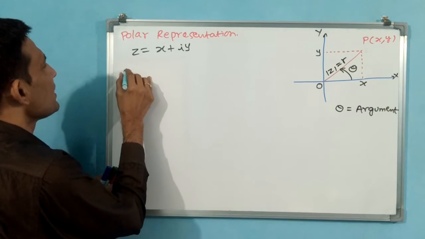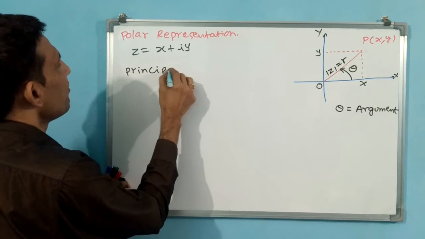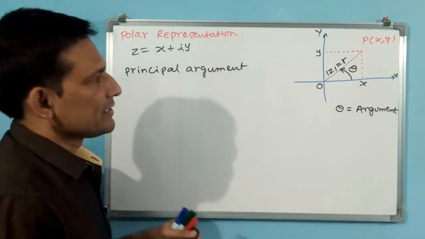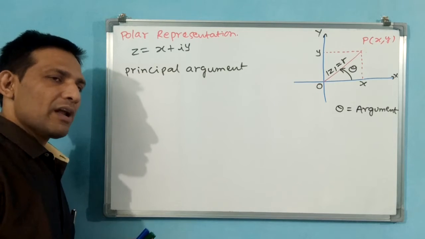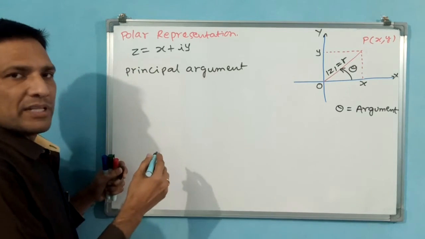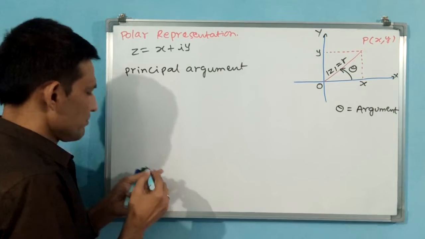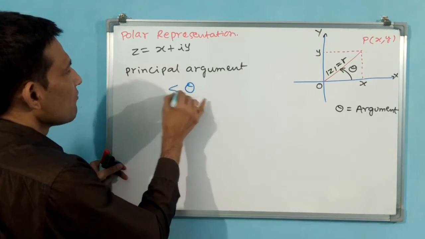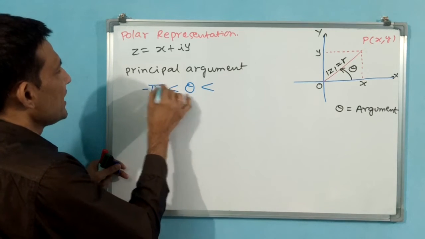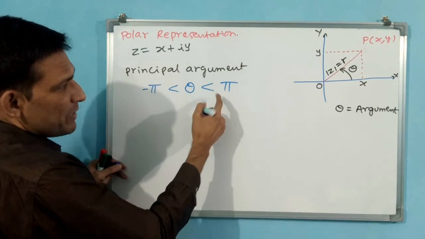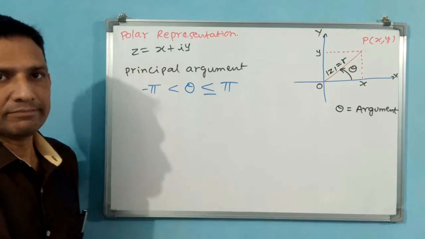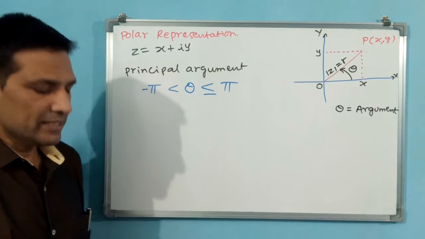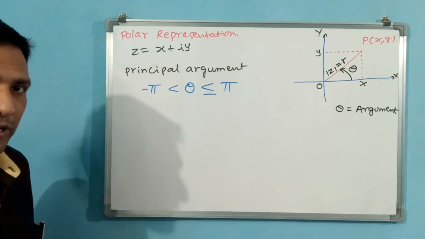I am writing principal argument. What will be that argument? Principal argument will be like this: theta will be from minus pi to plus pi, but plus pi is included, equal to is there. Minus pi should not be equal. You understand?